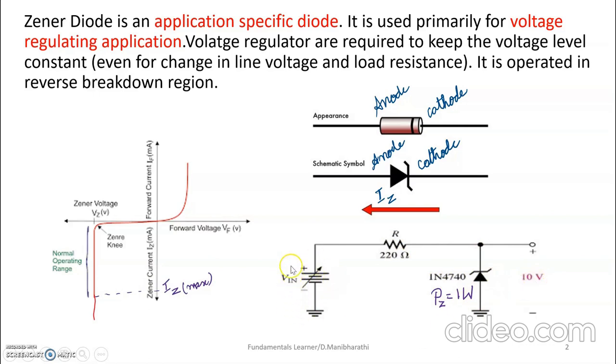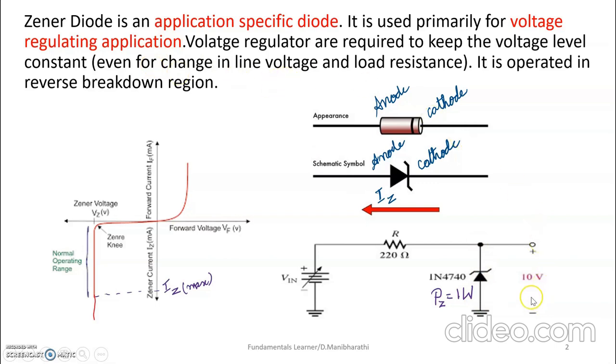So this is your line voltage. If this line voltage is changing, what happens? Assume the line voltage is 16 volt, or 20 volt DC, or 30 volt DC. Whenever it is changing, I still need to have 10 volt here. So what I can do is put a Zener diode in parallel with this. That is the change in line voltage.